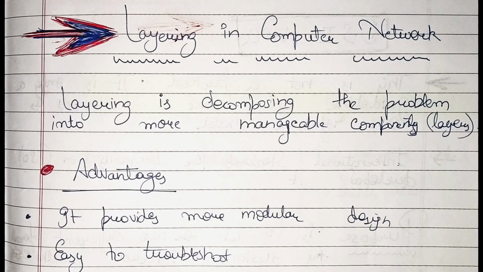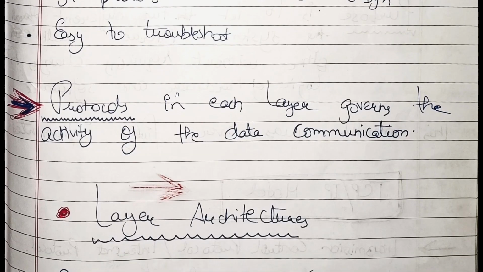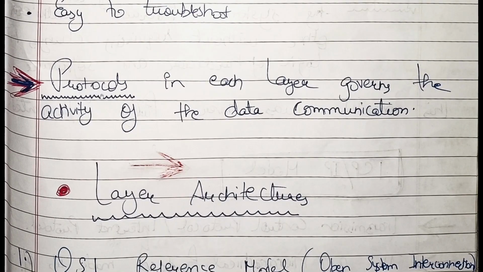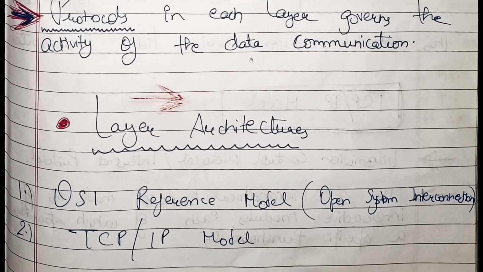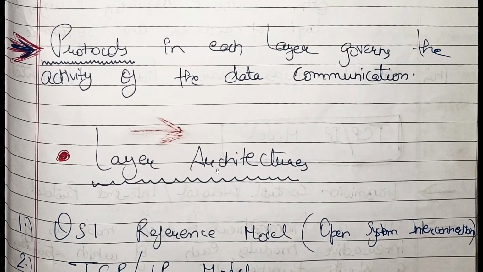Now we have read what layering is and why we need layering. Moving on, protocols in each layer govern the activity of the data communication. Each layer, which I am going to discuss with you later on, will have its own protocol, its own rules, basically meaning how to do things. Now, what are layer architectures?